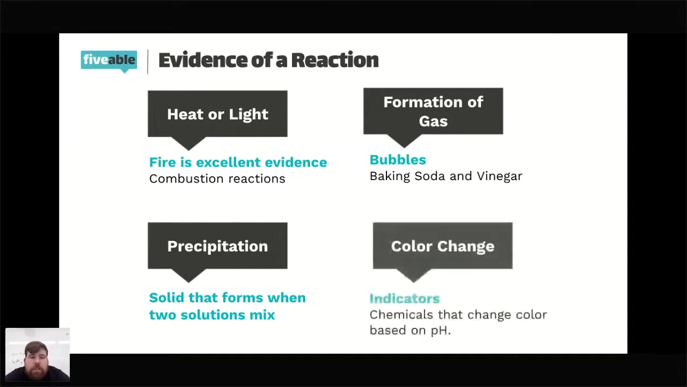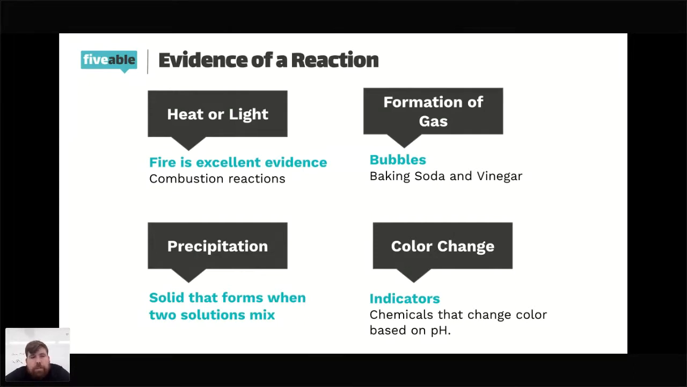And last but not least, color change. One awesome example of things that change color are going to be indicators. These are going to be chemicals that change color based on the pH. Whenever an indicator changes from one color to another, it's going to be evidence of a chemical reaction.